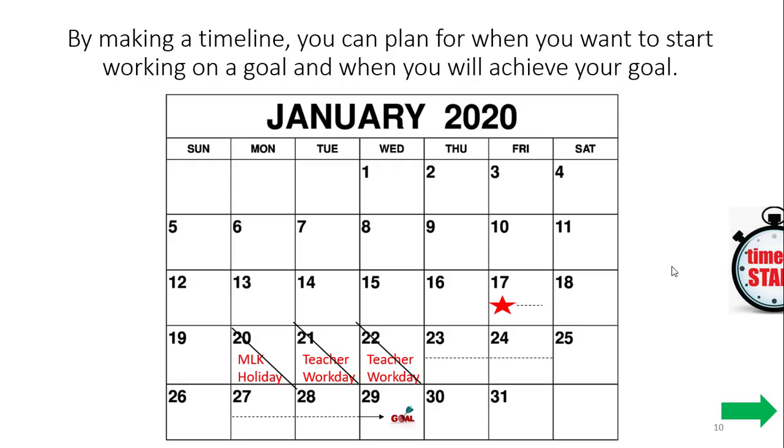So let's say if we started today, the 17th, then you work for 5 days on this. Obviously, you'll have a little bit of a disruption because you have Martin Luther King holiday on Monday and 2 teacher work days. So if you start today, you have today and then next Thursday and Friday, and then 3 days the next week. So by the time we meet on the 29th to evaluate for lesson 7, you will be ready for reviewing your progress and seeing how close you are to meeting your goal.